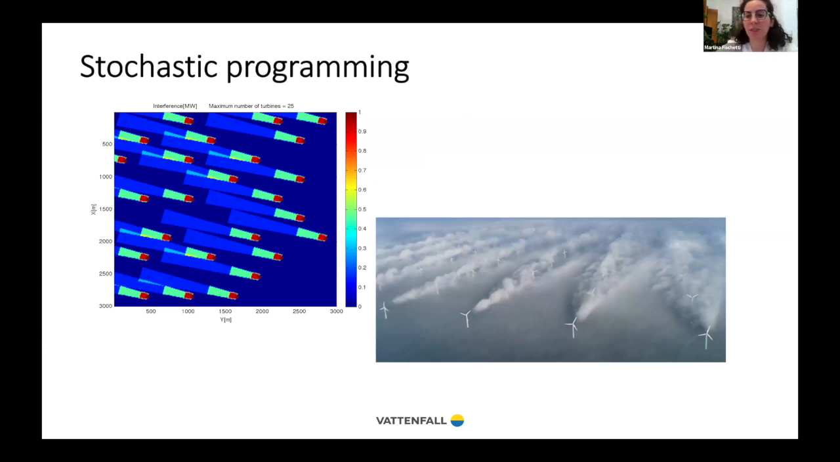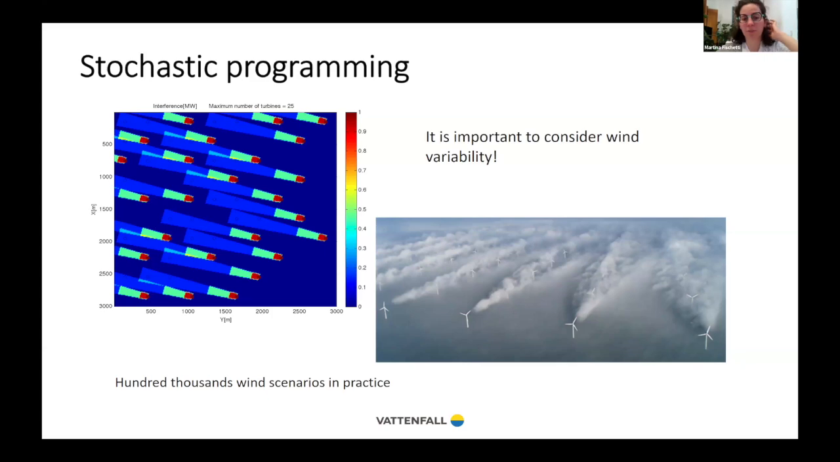So it's a layout that is very good for the main wind condition, but as soon as the wind changes, it may have very high interference. So I don't know if you can see my hands, but one example would be if I place two turbines like my hands and the wind is blowing in this direction, this is an optimal layout. But if the wind blows in this direction, then it's the worst layout I could find. So in this sense, it's very important to consider the full variability of wind. And in the company setting, we were talking about 100,000 possible wind scenarios in practice.